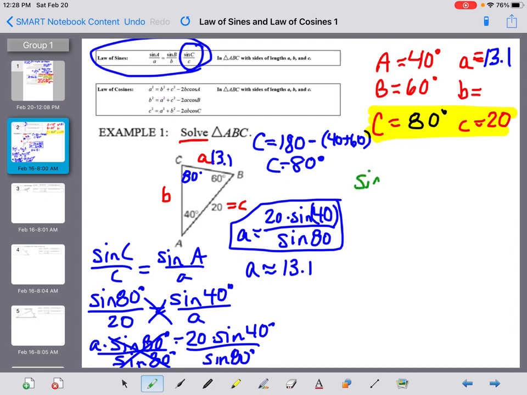So I'm going to do sine of C over C again because that's the 2 I started with. But this time I'm going to go to sine of B over B because I'm looking for side B. So again, plug and chug. In for angle C, I type in 80.